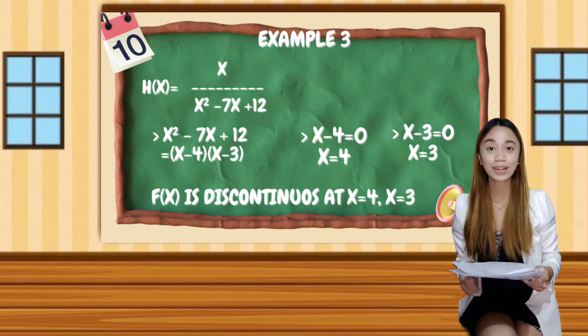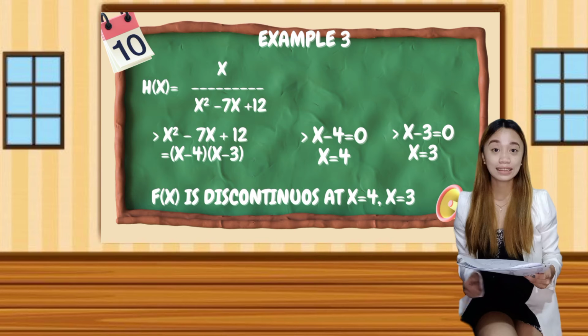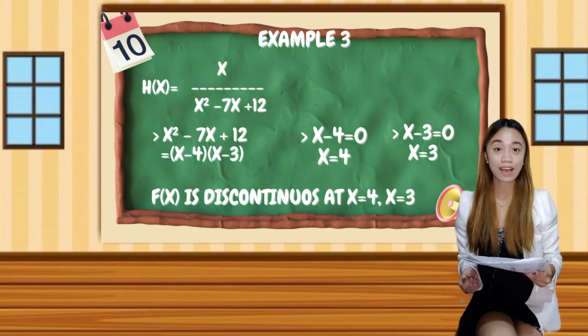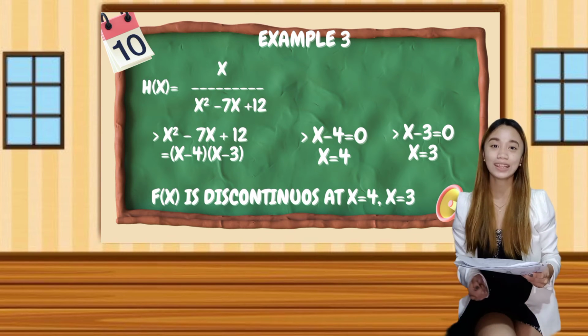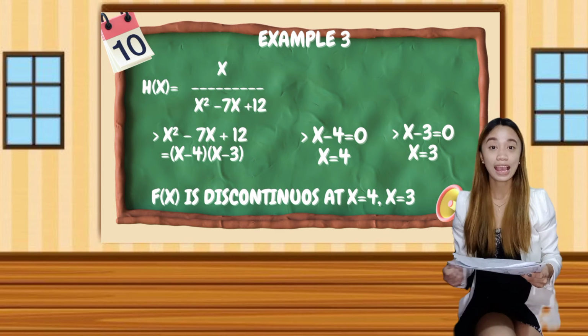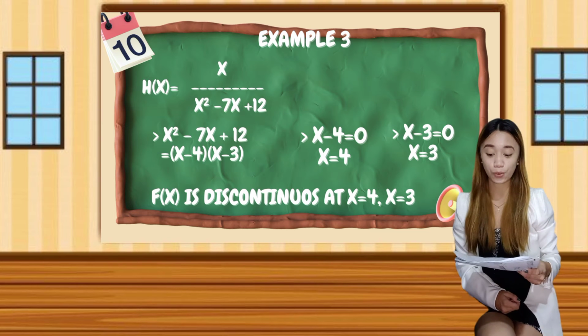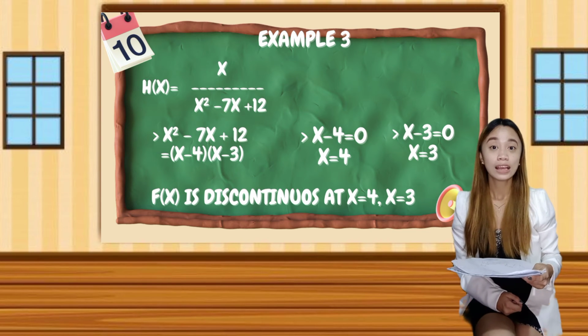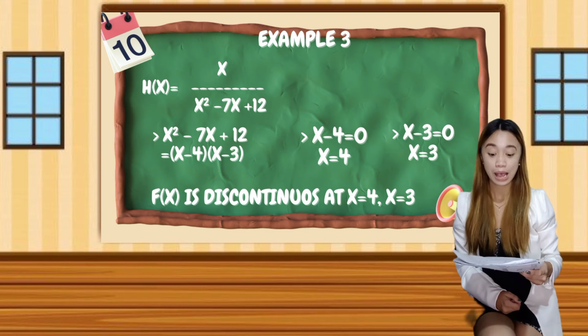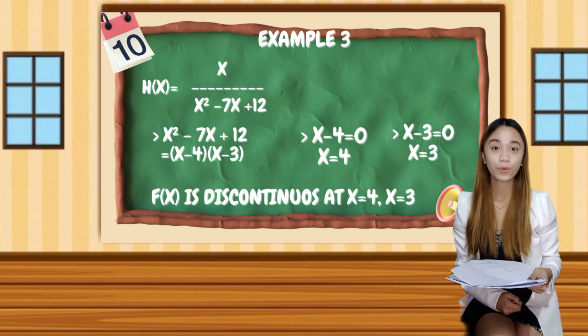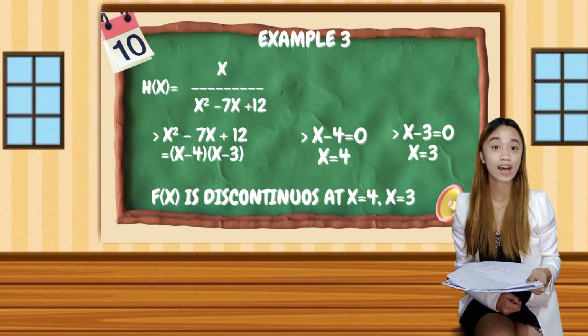Since we have x squared minus 7x plus 12, kailangan natin i-factor out nga ito and we can have the quantity of x minus 4 times the quantity of x minus 3. And since we have to know the discontinuity, kailangan natin itong i-equate sa 0. Since we have x minus 4 is equals to 0, we have to transpose negative 4 into the other side. So we have x is equals to positive 4. Gayon din sa ating x minus 3 is equals to 0. We have to transpose negative 3 into the other side so we can get x is equals to positive 3.